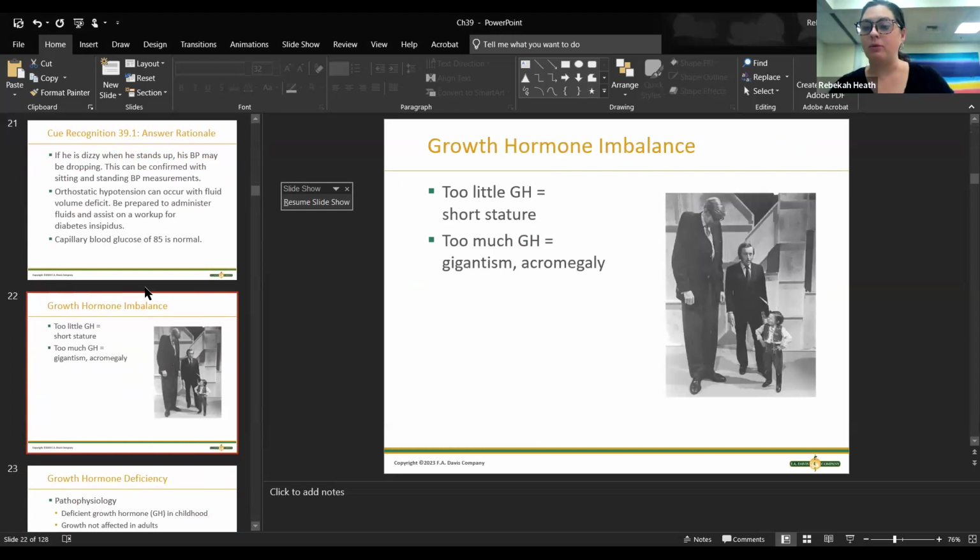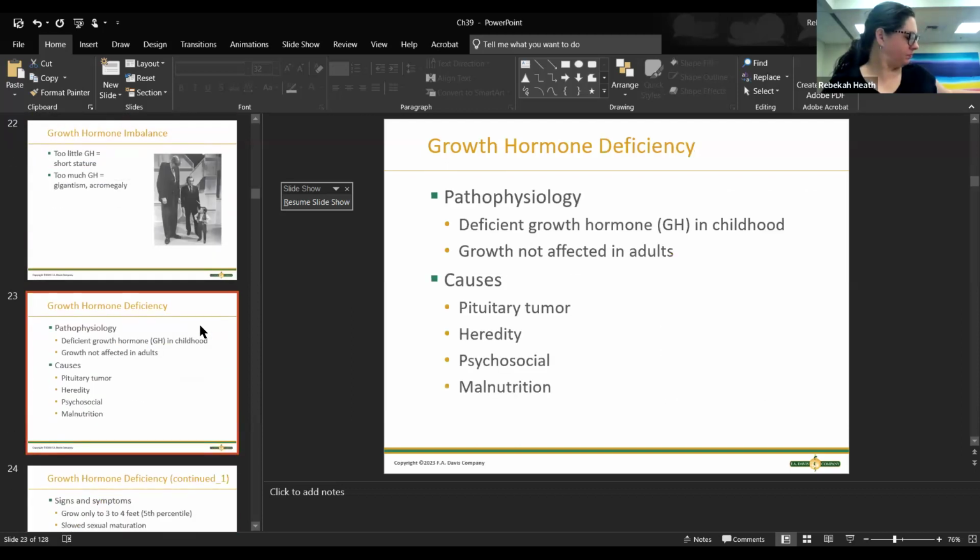All right, so now let's talk about growth hormone imbalance. You're either going to have too little growth hormone, which means you're going to be pretty short in stature, or you're going to have too much growth hormone, which is going to be gigantism, and acromegaly could be the result.